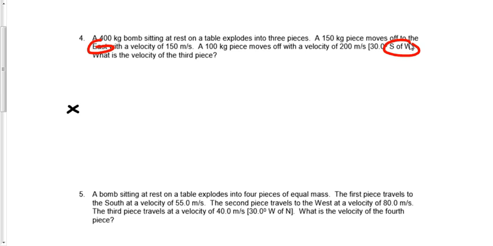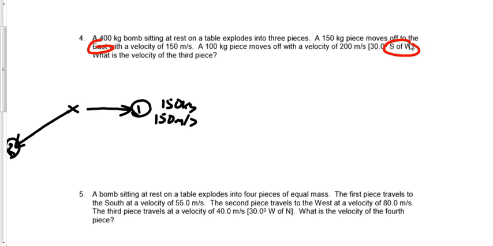So it explodes into three pieces. One piece goes east. Draw it, east. Piece number one. It's a mass of 150 kilograms, and it's got a velocity of 150 meters per second. There's another piece, south of west. This is south of west.